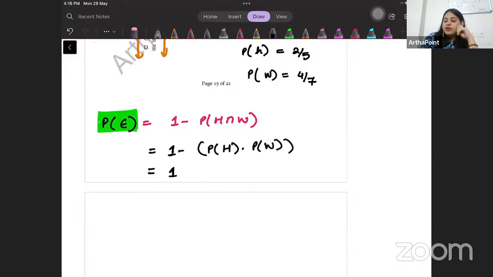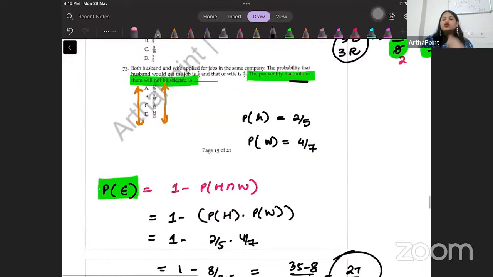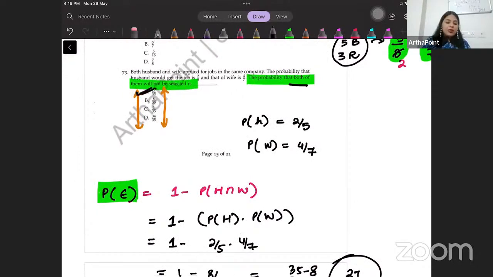Probability of H will be 2 by 5, W is 4 by 7. 1 minus 8 by 35. This will be 35 minus 8 by 35, 27 by 35. And this is the correct answer. So this is an utter issue with the language, right? You have to try and see what suits you in the language, what suits the answer actually in the language. Personally, the first one for me should have been a better approach. That's nowhere given in the option. So this is the right thing to do.